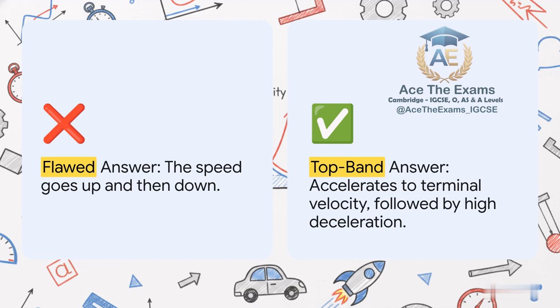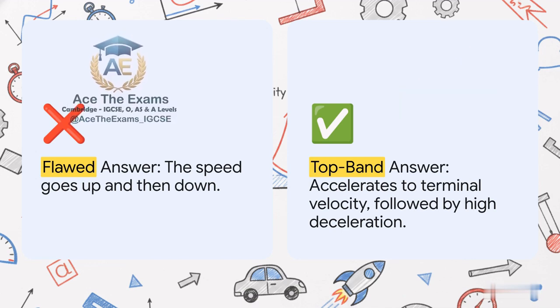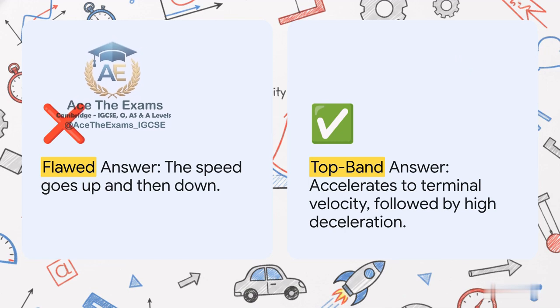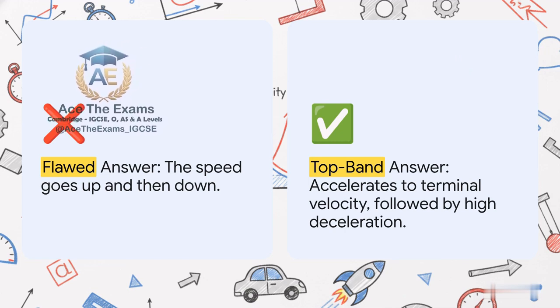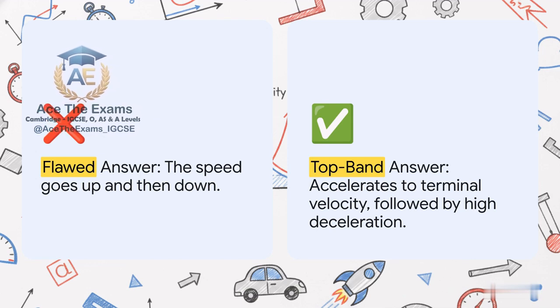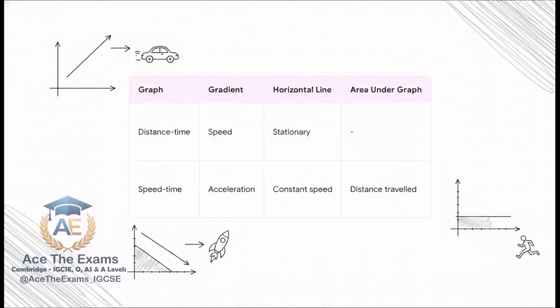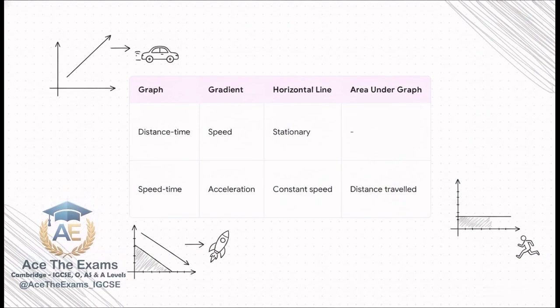Ordinary revision totally fails here, because just reading a textbook doesn't actually train you to use specific command words. The examiner wants to see accelerates to terminal velocity followed by high deceleration. That tiny shift in vocabulary is the difference between just passing and totally excelling. So let's grab an easy win right off the bat by breaking down the absolute fundamentals of motion graphs.